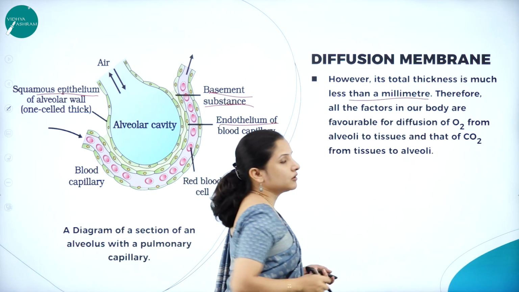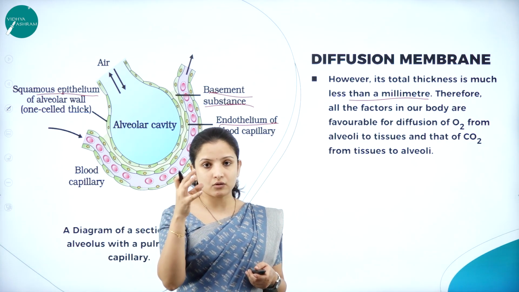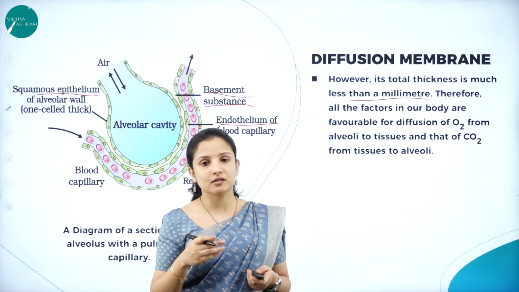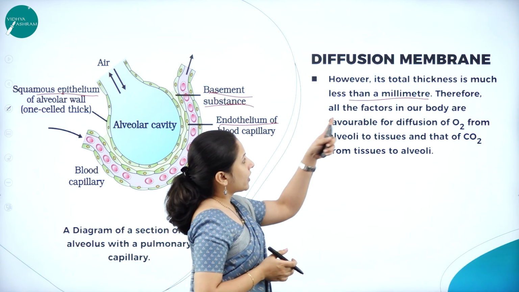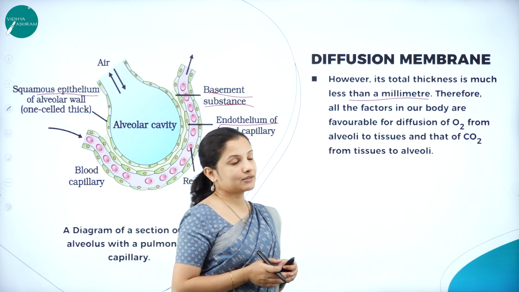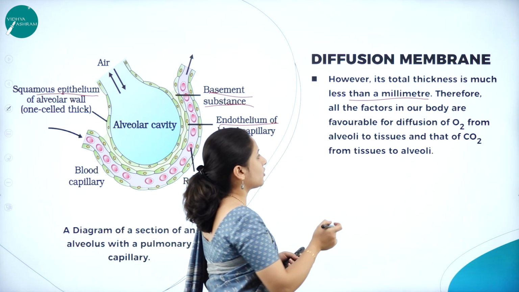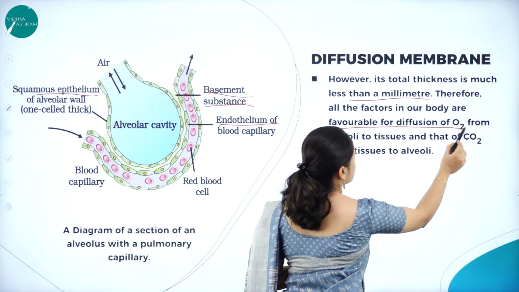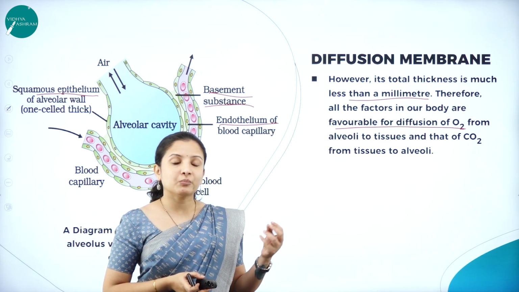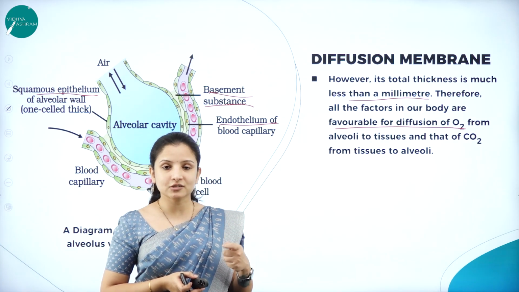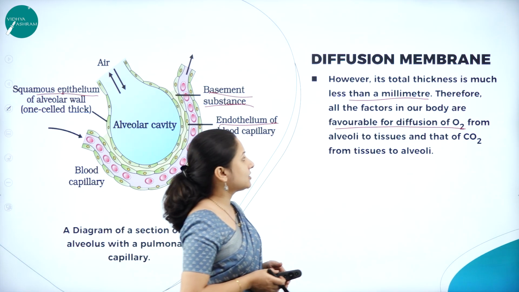We might think, oh, there are three layers, it might be thick, but no. When all three layers are put together, the membrane is still very, very thin, with a thickness of just less than a millimeter. Therefore, all the factors in our body are favorable for diffusion of oxygen. That is the reason, because the diffusion membrane is very, very thin, that oxygen can diffuse very easily.